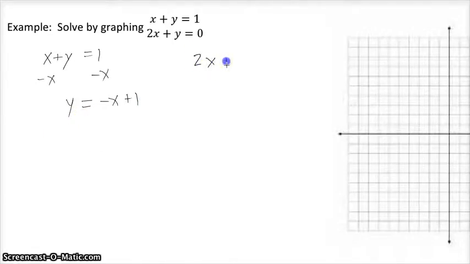I'm going to do the exact same thing with the second one. I'm going to subtract 2x. And I get y is equal to a negative 2x. So I'm going to graph these two lines. I'm going to start the first one at 1, and I'm going to go down 1 and to the right 1. So there's my 2 points. The second one, I'm going to start at 0, since it's really like saying plus 0 here. I'm going to go down 2 and to the right 1.